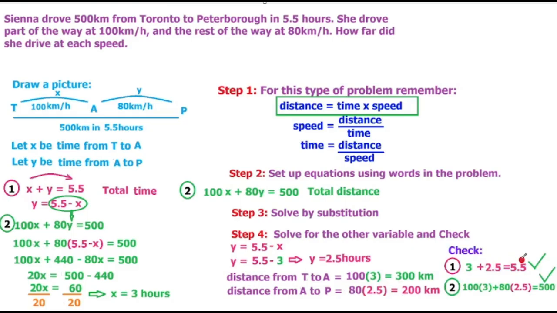Now we can just check. We could just use our equation 1 and our equation 2 and we use the variables that we found, 3 and 2.5, and then we can calculate it out and we see that we've done it correctly. And that's it. That's all there is to that problem.